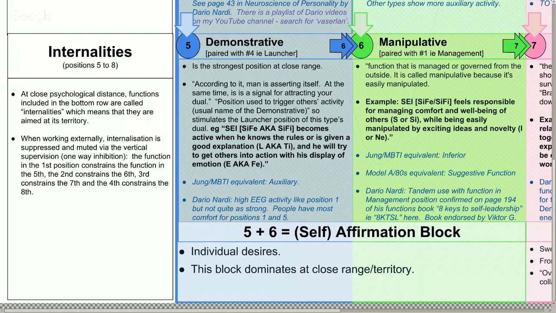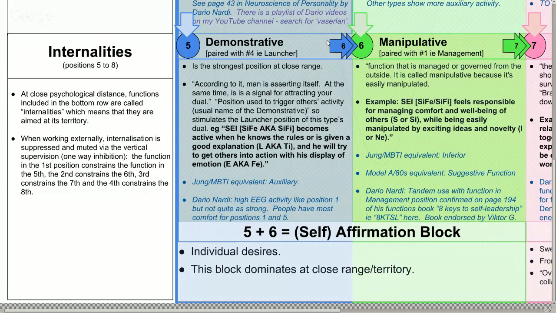And theoretically, this block is internalities, so it works at close range when the person is comfortable, like on their own topic or just close to someone psychologically. When they're operating outside of their zone, the external functions repress it.